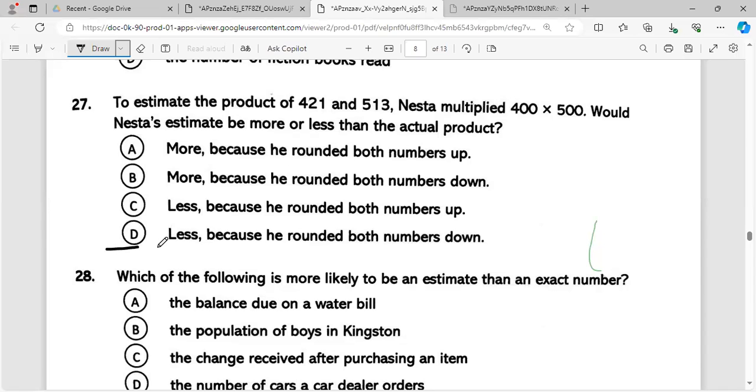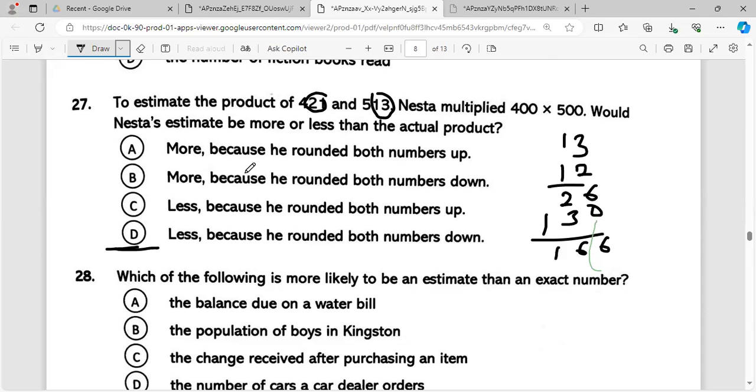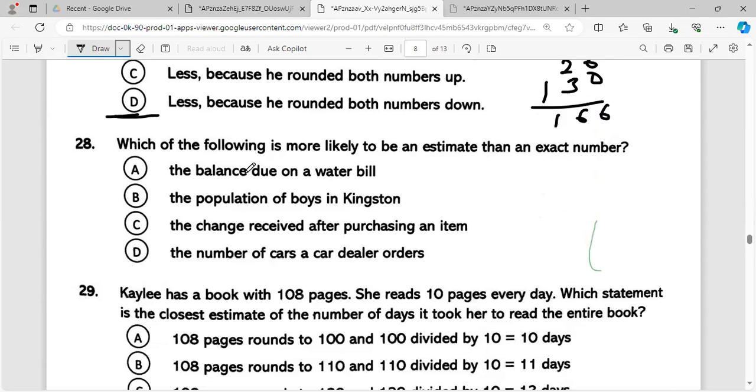Everybody see that? Because he lowered this by 21 and this by 13. So this is one big number. It's going to be less. 21 times 500 is 10,500, and 13 times 400 is 5,200. So he made it less by doing that. Alright, as he rounded both of them down, as Jeremiah said.